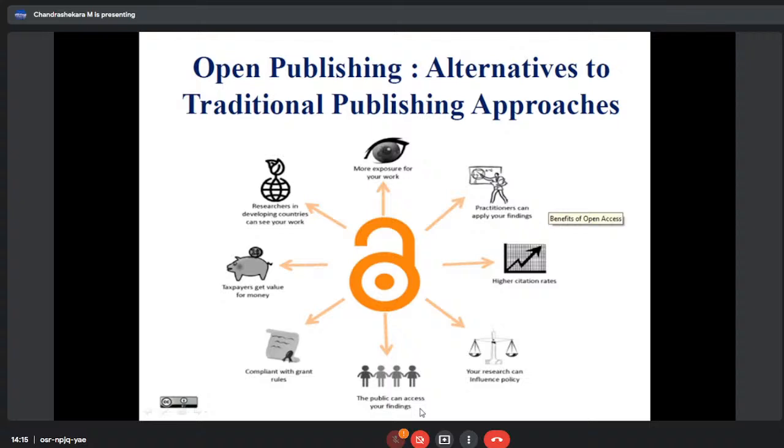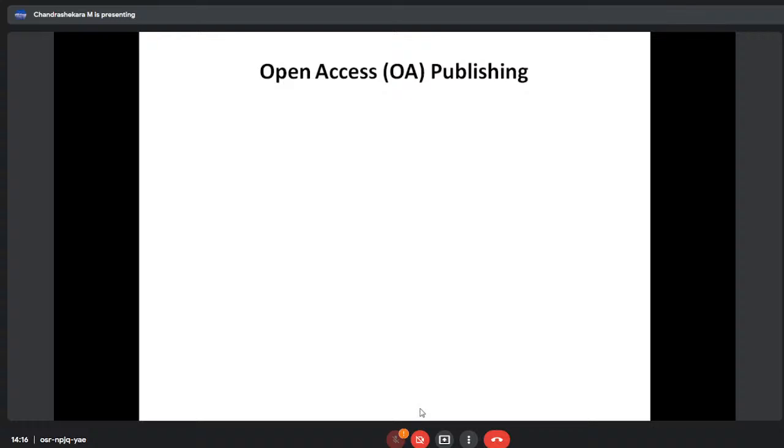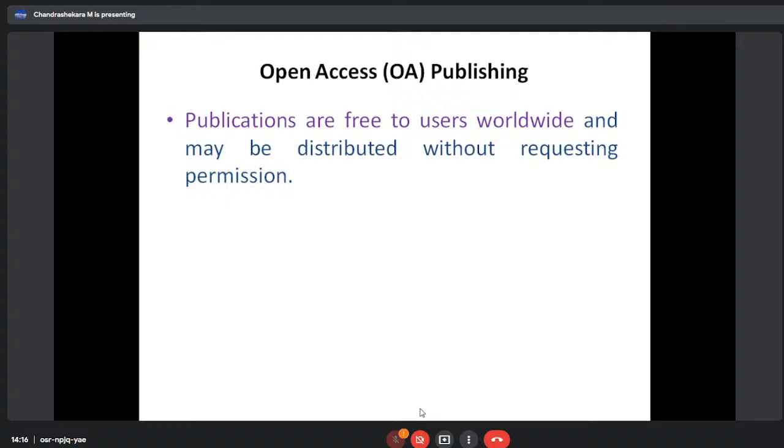So researchers in developing countries can see your work. That is more important. Researchers in developing countries can see your work. That is quite common. If your article is published on the internet, automatically many people will see it. In this slide you can see the license, and by these attributes you can use that particular slide that they have given. So open access publications are free to users worldwide, and can be distributed without requesting permission. You know that.